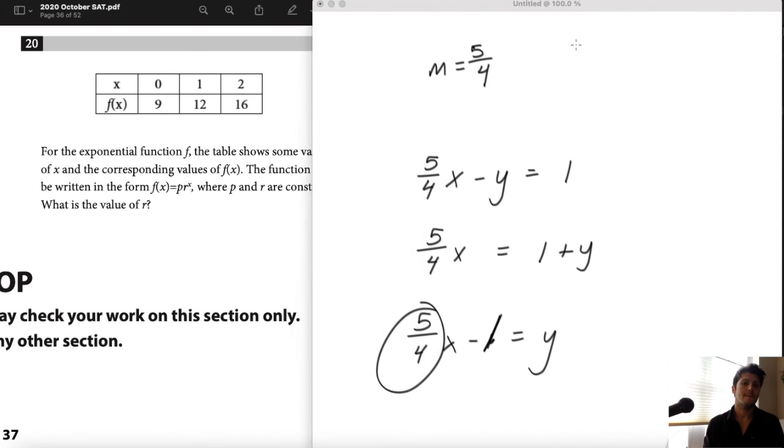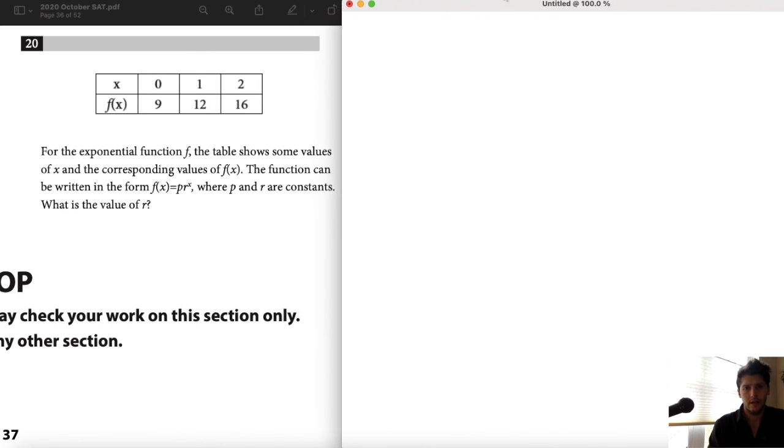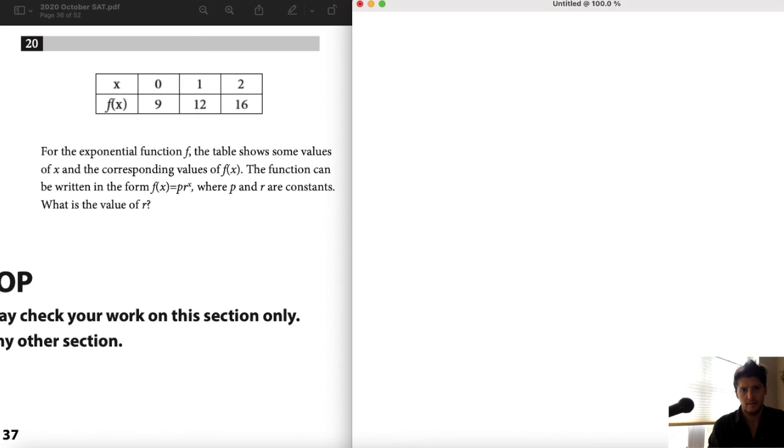Okay. So what is the value of r? We're on number 20. Usually number 20 is kind of hard. By the way, number 14 and 15 are always considered difficult. 20 is usually considered difficult. The function can be written in this form, PR^x. There's got to be some zeros I can use.